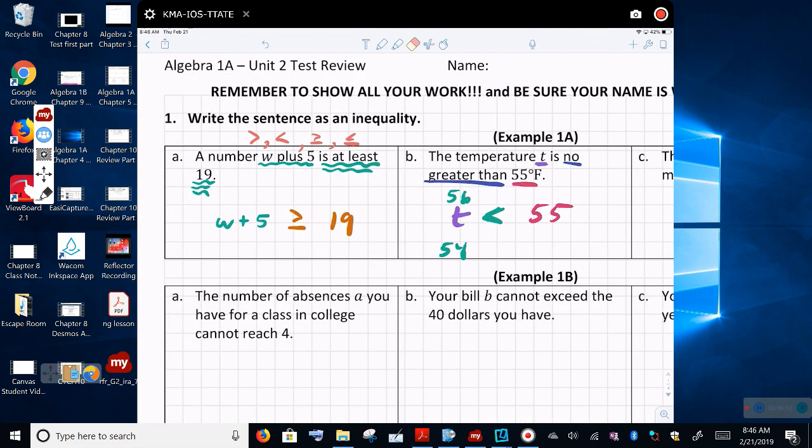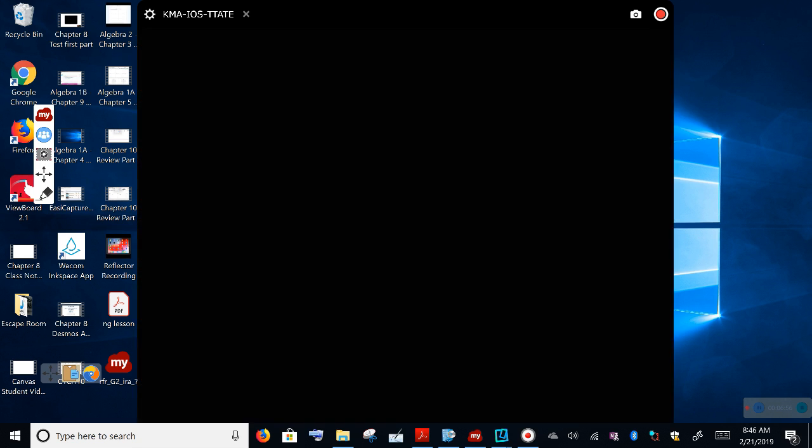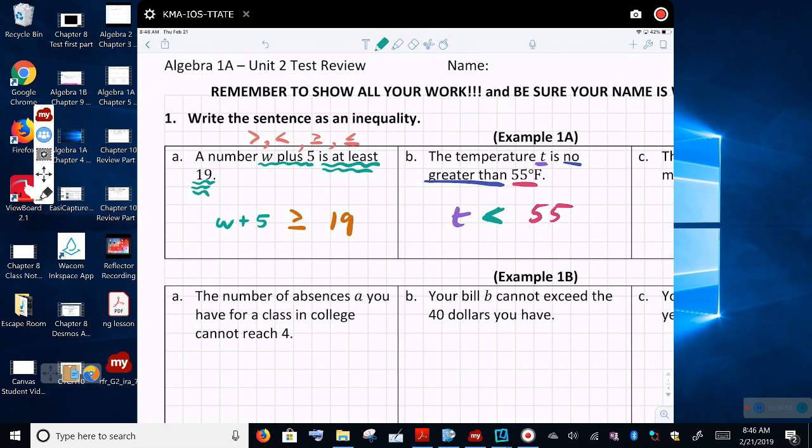Alright, can it be equal to 55? Sometimes this one's tough. This one can be, okay? No greater than means it could be 55, but once you get to like 55.1, then it's too much. But no greater than means 55 is okay.